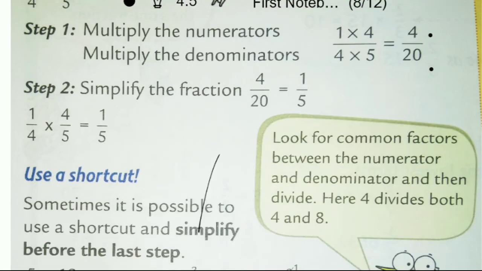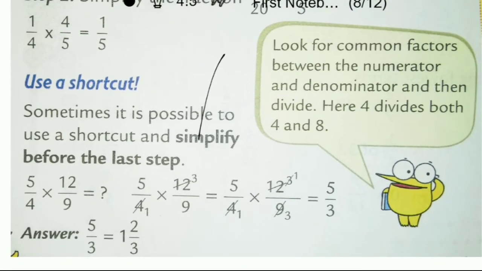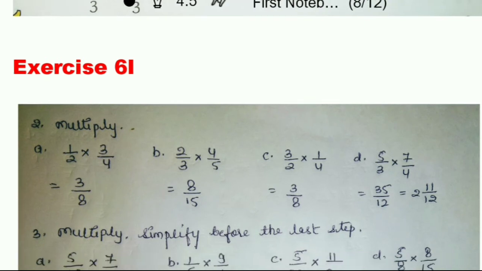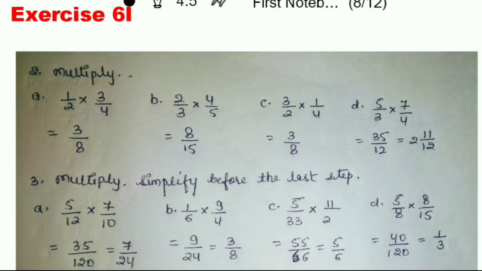Here one shortcut method is also there. Shortcut method means by cancellations. How to do cancellations? If we know any table in which both numbers come, we can cancel it. So like this we can solve, and this method also we can use. So any method you can use to solve, either by multiplication or by cancellation.